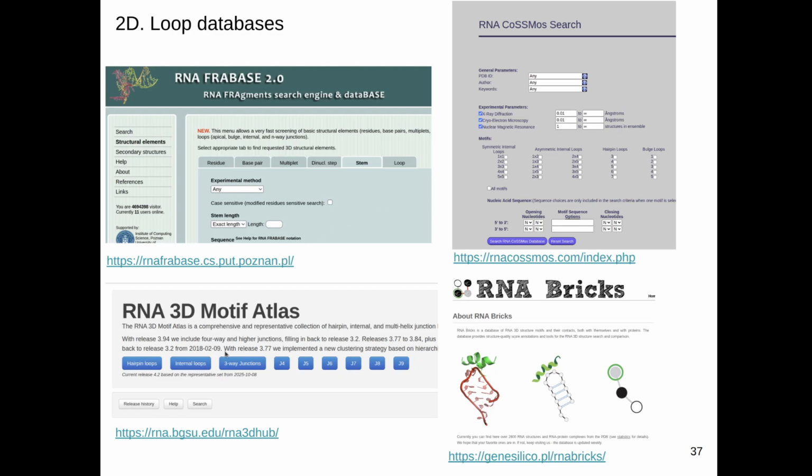We have the RNA 3D Motif Atlas, which also has hairpin loops, internal loops, 3-way junctions, and some higher order junctions. They store not the loops themselves, but the interacting residues of those loops classified into motifs. And also we have RNA Bricks, which actually does the same thing, but also has this coarse-grained representation where each dot is a loop or stem, and we have representations for each 3D structure based on this stem loop decomposition. And we have many more databases. These are the most popular, I believe, or the ones that I'm more aware of.